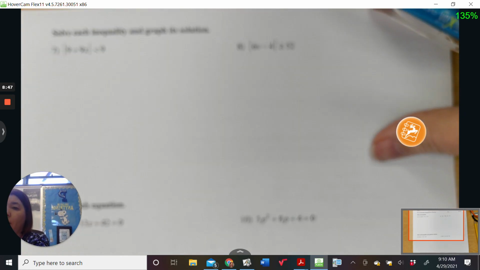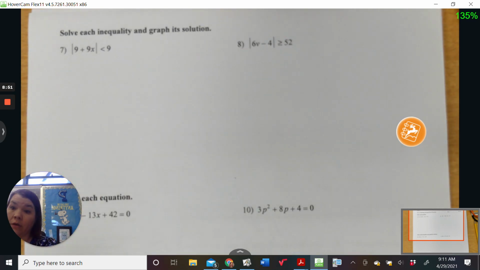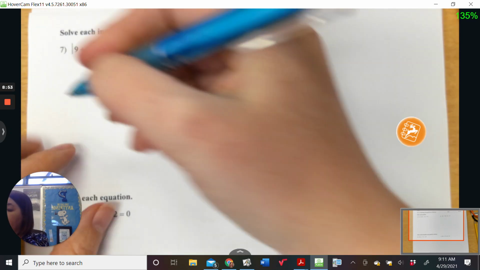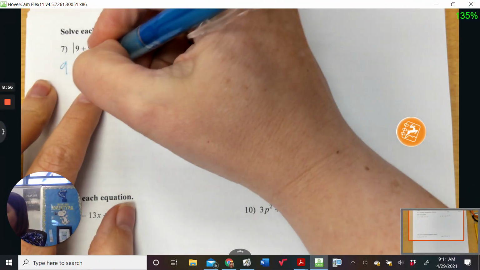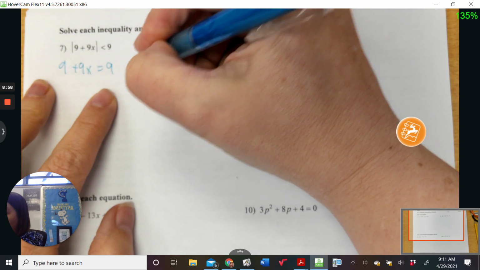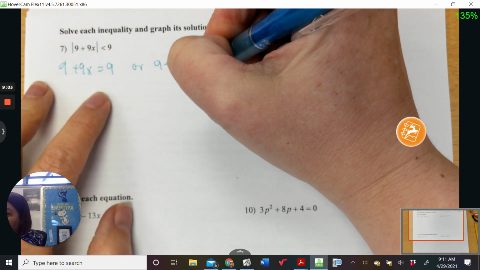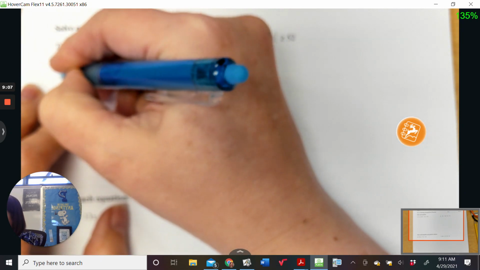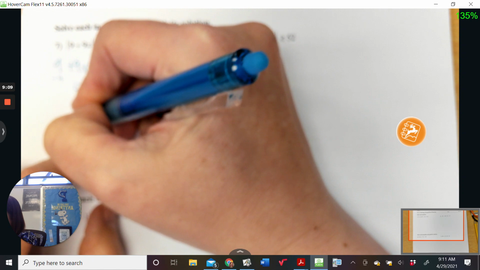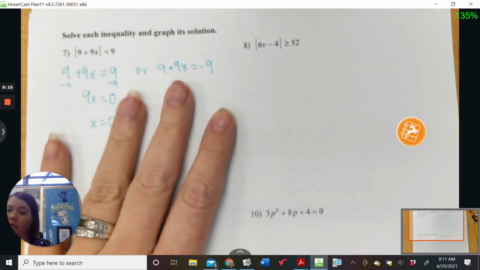And so now we have them as inequalities. So again, the first thing I do is pretend it's an equal sign. And if it's an equal sign, I will end up with 2 equations. 9 plus 9x is 9, or 9 plus 9x is negative 9. So 9x is 0. I subtracted 9 from both sides, which makes x 0, because 9 times what number is 0? X is 0. That's one of my 2 boundaries.